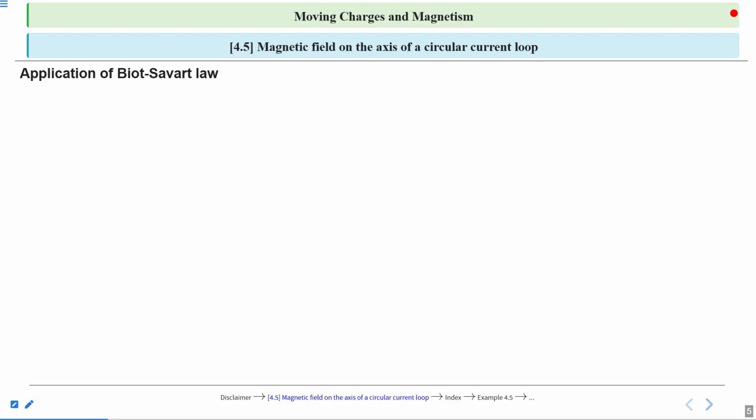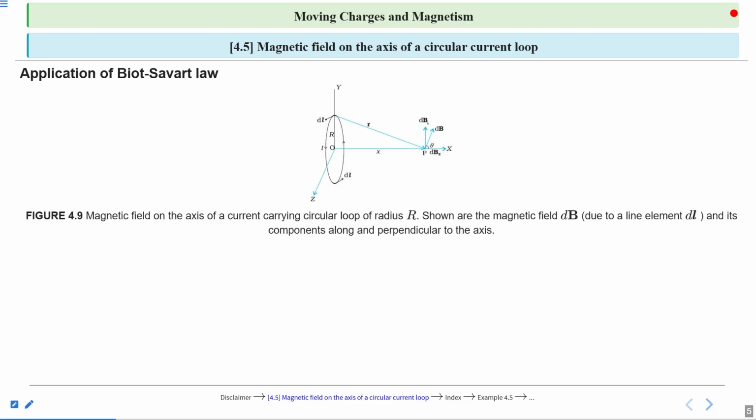So the first topic that we are going to discuss is NCERT section 4.5, magnetic field on the axis of a circular current loop, and it is also an application of Biot-Savart's law. You can see figure 4.9 representing a circular loop. We have to derive the expression to find the magnetic field at point P on the axis of this circular loop. Figure 4.9: magnetic field on the axis of a current carrying circular loop of radius R.